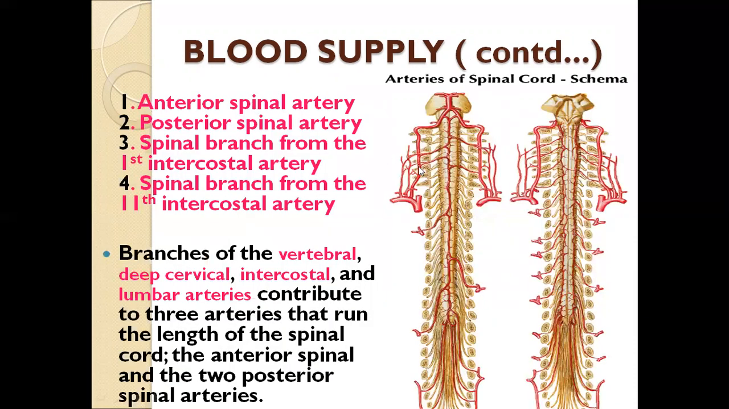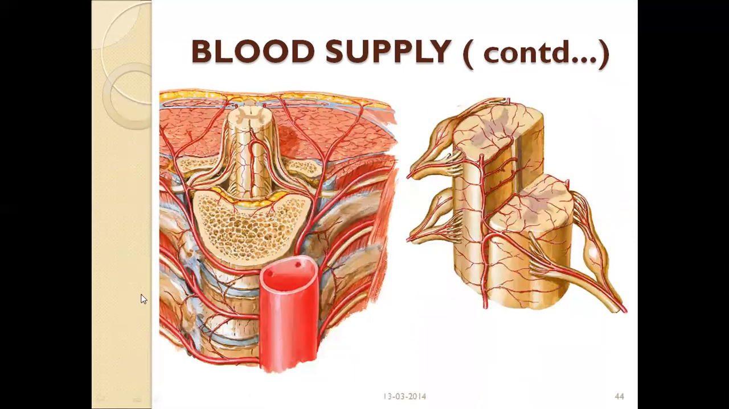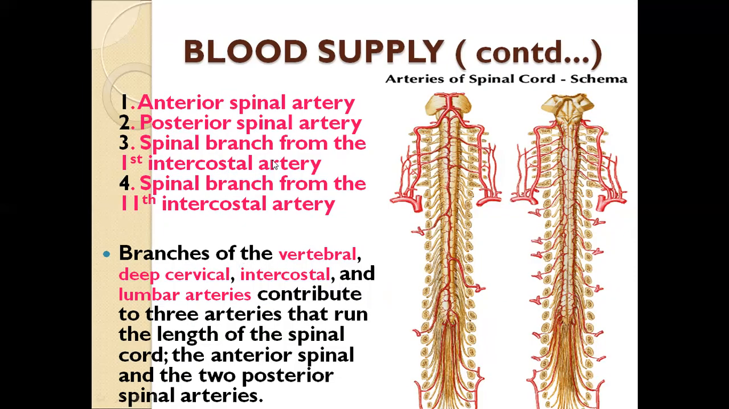Okay, so the blood supply of spinal cord, you can see we have anterior spinal artery, which is 1 in number, posterior spinal arteries, which are 2 in number. Then we have spinal branch coming from the intercostal arteries, as we have shown in this picture. Between the ribs, we have the intercostal arteries. So intercostal arteries are going and supplying the corresponding level of the spinal cord. Okay, then spinal branch coming from the 11th intercostal artery.